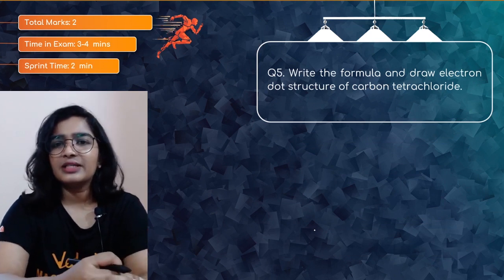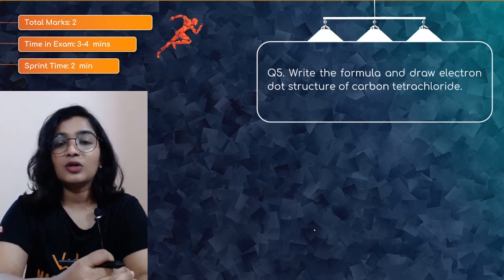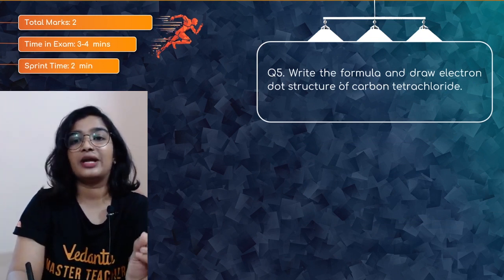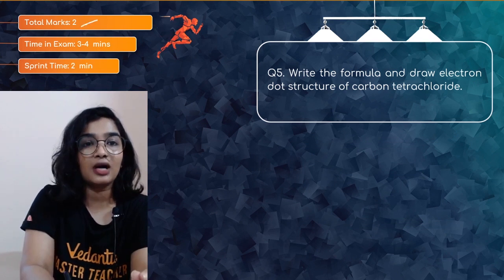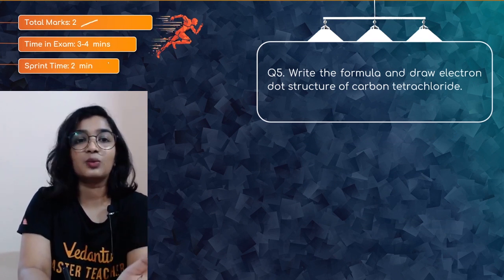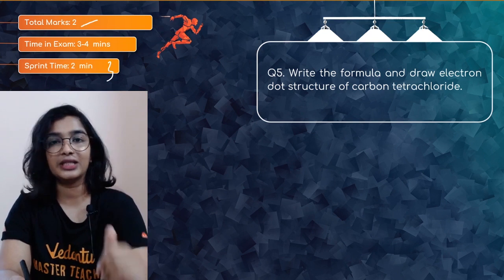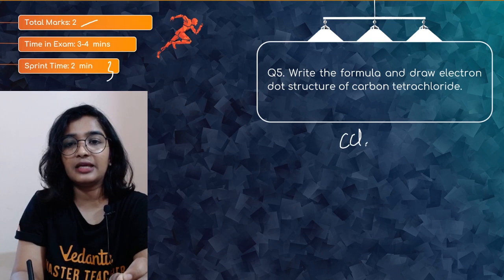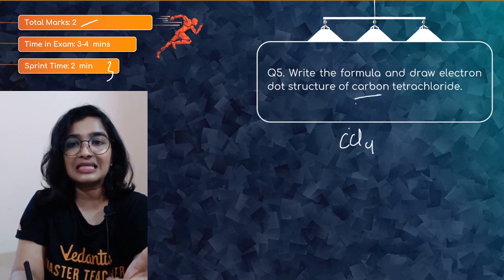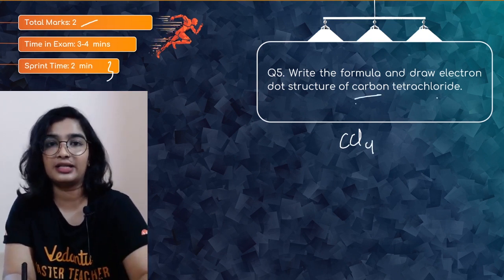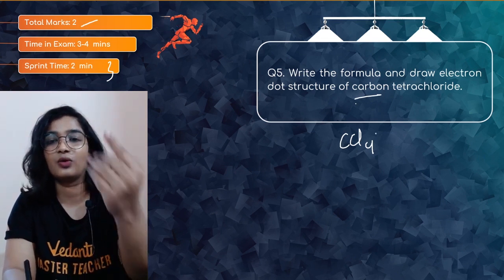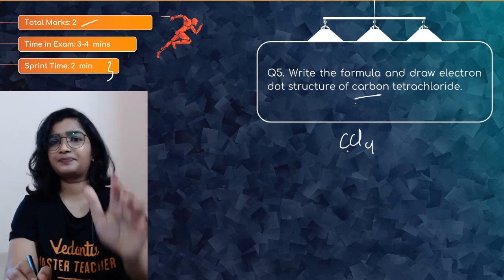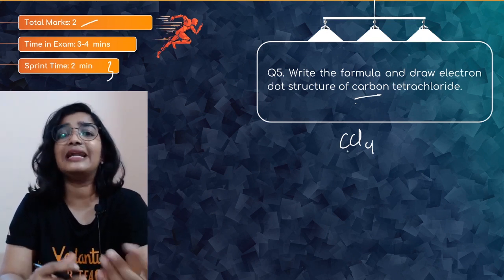So question number 5 is, write the formula and draw the electron dot structure of carbon tetrachloride. Okay, first they have asked us to write the formula. So this is for 2 marks. So you have 3 to 4 minutes, but here we will be trying to solve within 2 minutes. Ready? Okay. So what is the formula of carbon tetrachloride? CCl4. Okay, if you don't know, carbon is C and tetrachloride, tetra means 4. So 4 chlorine atoms will be there. CCl4 is the formula. But they have asked us to write the electron dot structure.